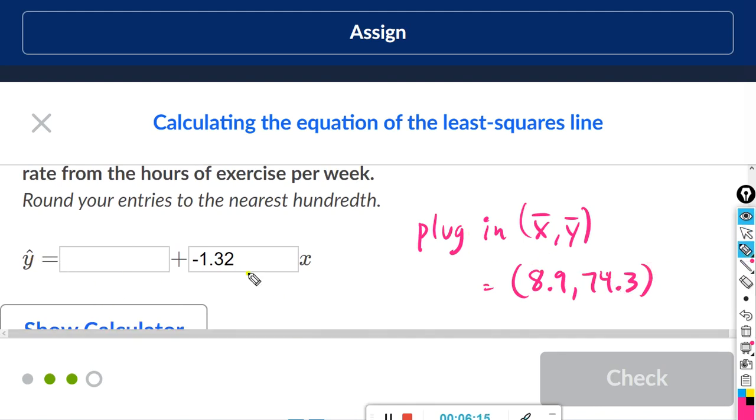Okay, so the Y value is 74.3. And that's going to equal the Y-intercept B plus negative 1.32 times X. We're plugging in 8.9 in place of X. All right. So let's see.